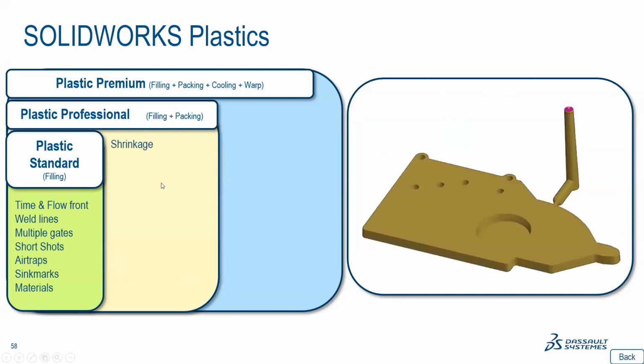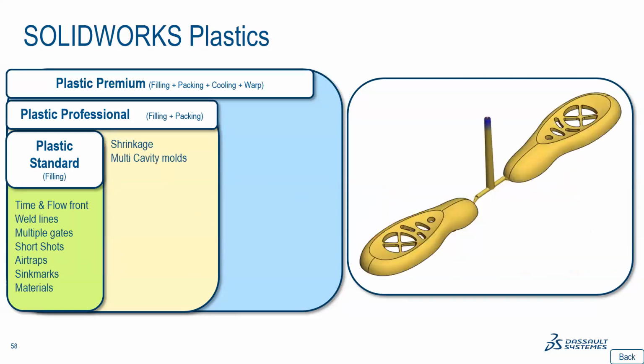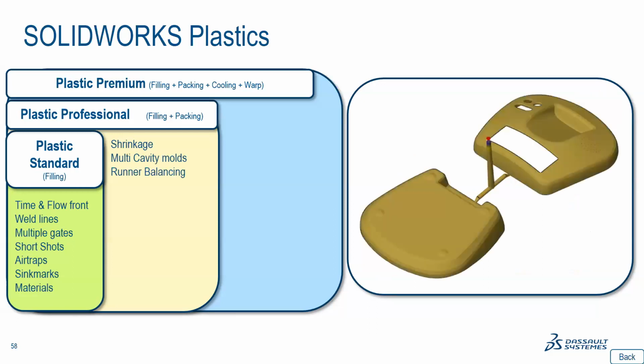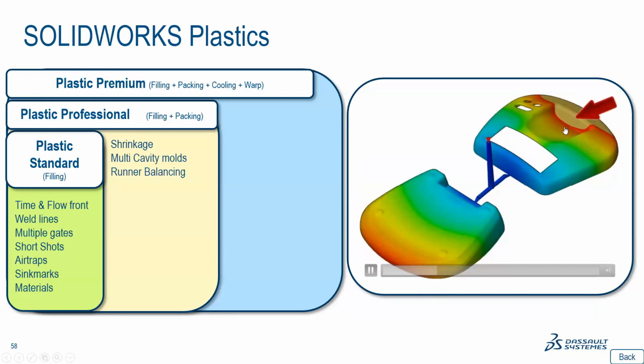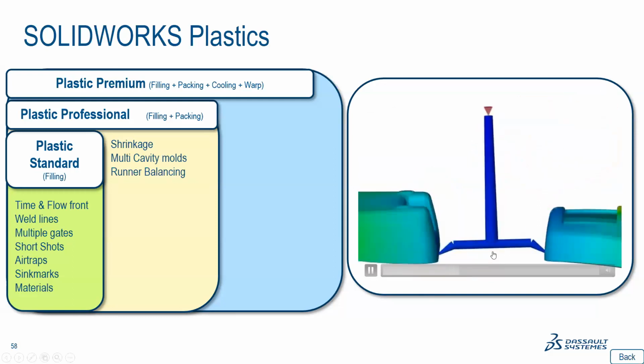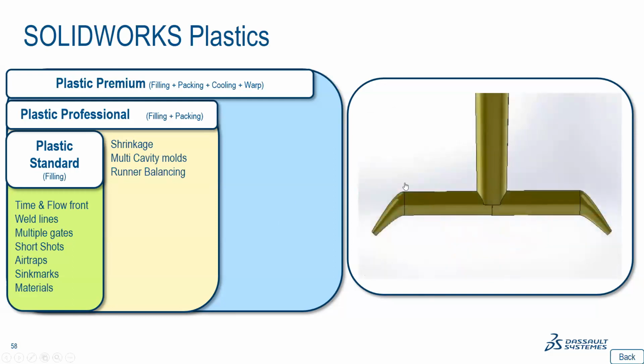With the Professional package, it allows you to do the shrinkage of your part. The shrinkage is when your part will retract. Then you can also do some multi-cavity molds, to do the balancing of the runner. You remember the balancing is when you want to balance the filling of your multi-cavity injection.